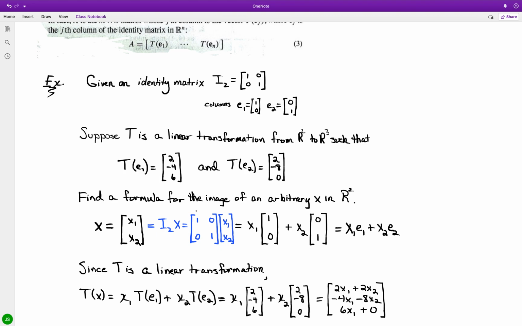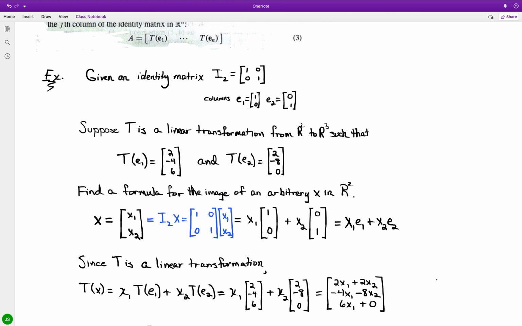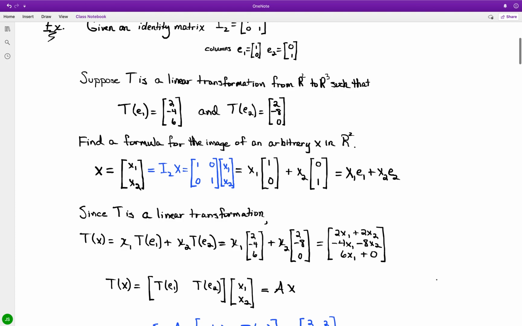So we have x1 times (2, -4, 6) plus x2 times (2, -8, 0). In this particular case, the formula comes out to a matrix where the top row is 2 x1 plus 2 x2, the middle row is -4 x1 minus 8 x2, and the last row is 6 x1 plus 0. So for the transformation of x, we have the matrix formed from the transformation of the first column and the transformation of the second column, times x, in column form x1, x2. This comes out to A times x.